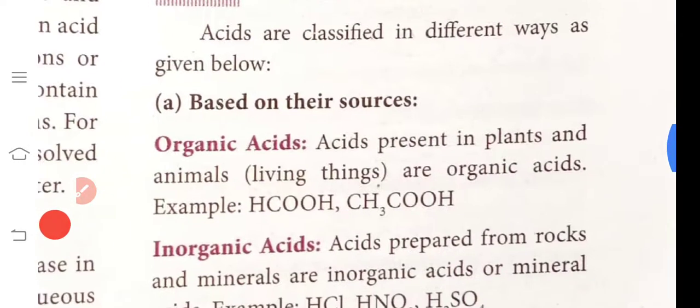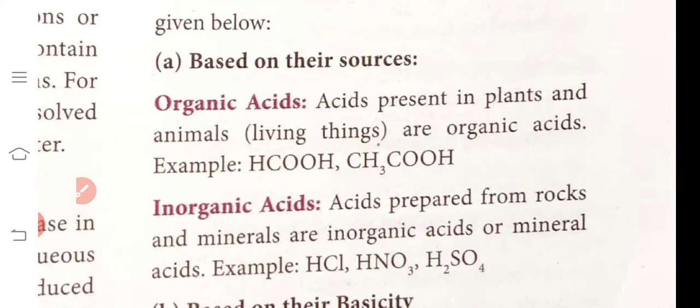Then, how to classify the acids? First, on the basis of sources. First, organic acids. Organic acids are present in plants and animals. For example, HCOOH and CH3COOH, acetic acid. Organic acid is derived from plants and animals.